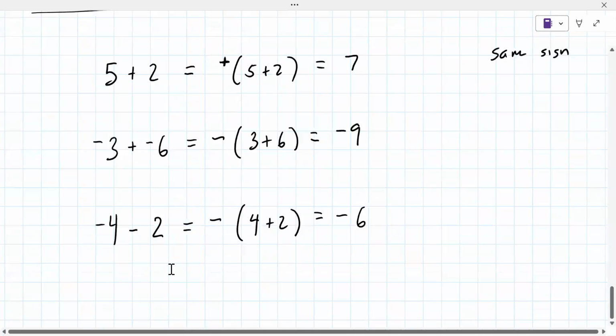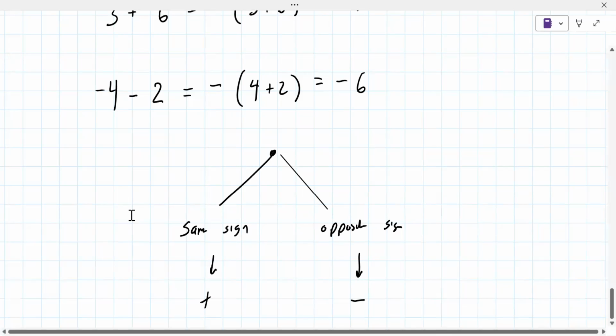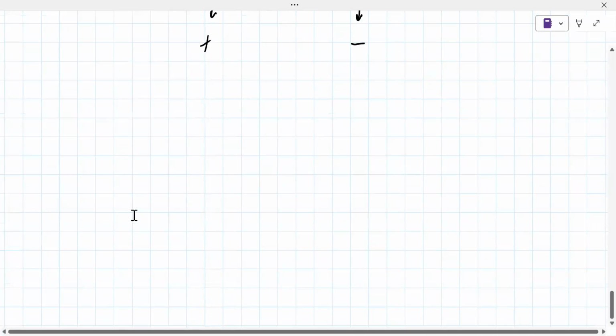So that's why the first thing you have to do when you're looking at a problem is decide: are they the same sign? Because then you end up adding. Or are they opposite signs? Then you end up subtracting. Right, so we'll just try 2 problems here.